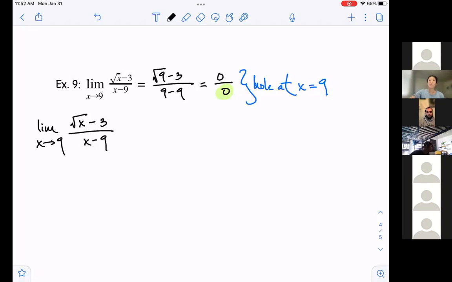Now, how does this relate to what we have here? It turns out we're going to multiply by a conjugate. We're going to look for the place that has the radical. If I have the square root of x minus 3, what do you think its conjugate is?